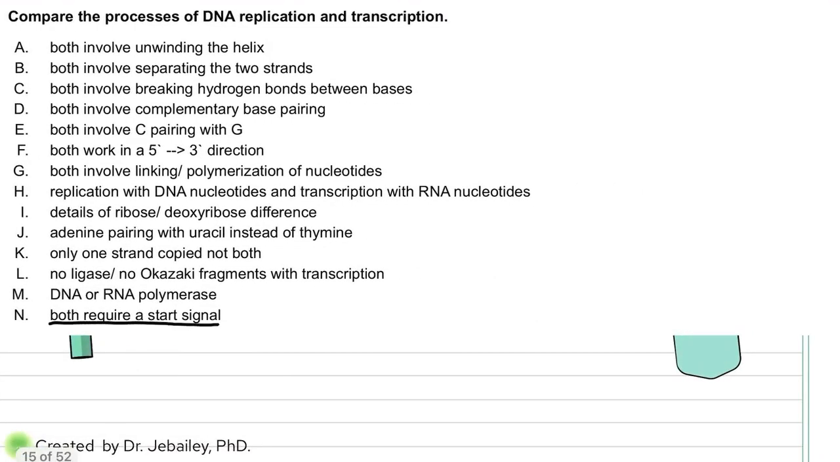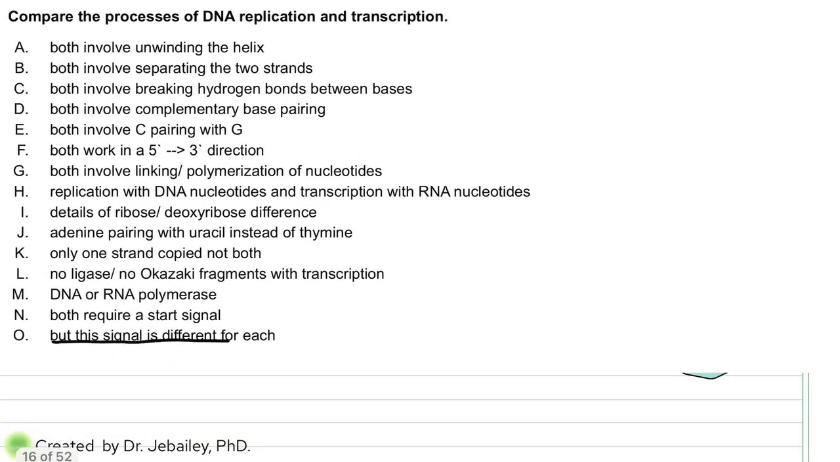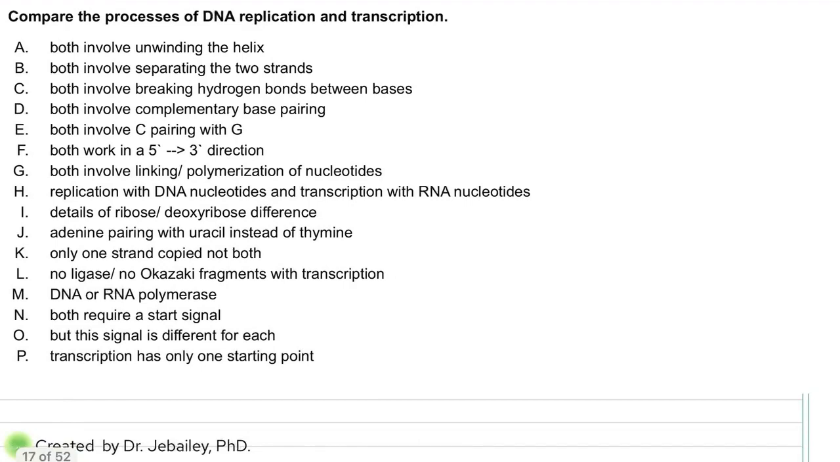Both require a start signal. That is true. For transcription, usually it will be the promoter. And for DNA replication, the signal could be anything from mitosis, basically telling it it's time to go through the S phase, and the S phase will start the replication. Both signals are different from each other, and transcription has only one starting point, which is definitely the start codon, if you remember that. The start codon.